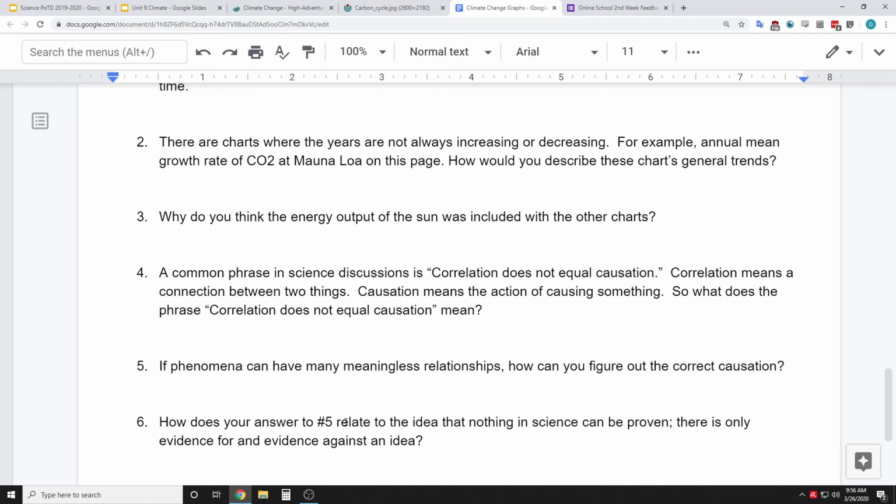Which then goes into number 6: if nothing in science can be proven, it just can't. There's only evidence for and evidence against. So can you try to find some evidence for flat Earth? It would be very, very difficult. Let's say there is some tinge, or maybe someone's anecdotal feelings on the subject, which probably wouldn't even count anyways.